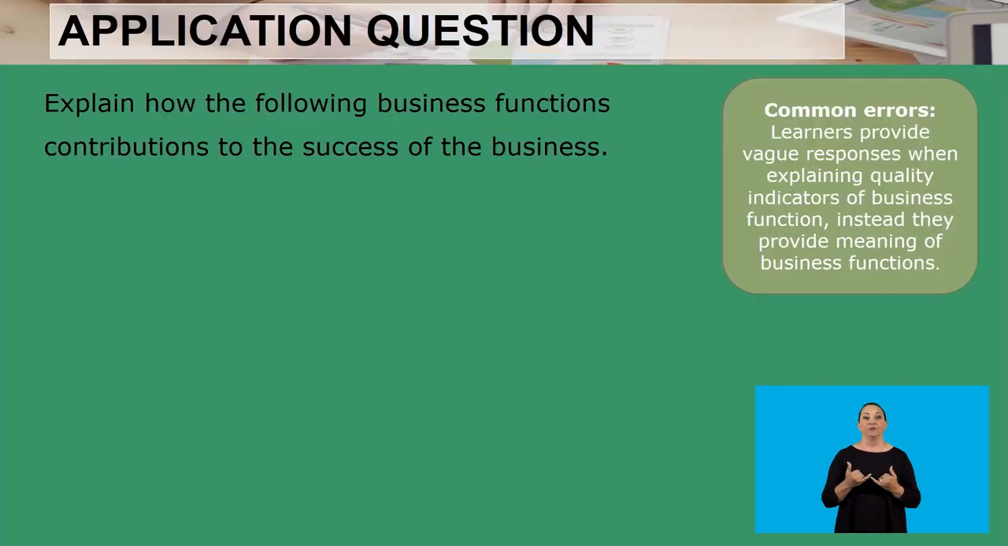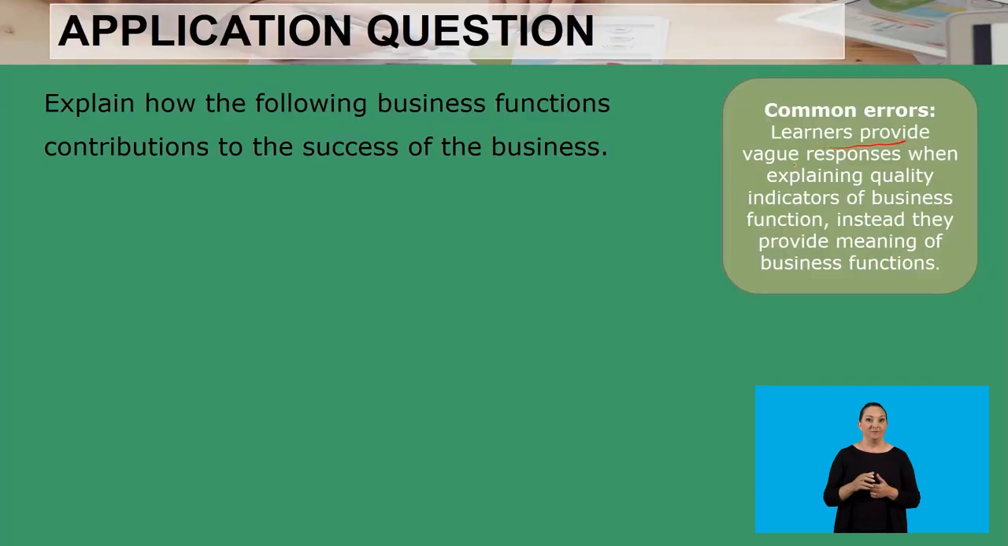But before that, keep in mind that there is this common error. Learners provide vague or unclear responses when explaining quality indicators of the business function. Instead, they provide the meaning of the business function, which is what I just told you to say. Guard against doing that. The question is not looking for the explanation or the meaning of the function, but it is looking for how the business function can contribute to the success of the business.